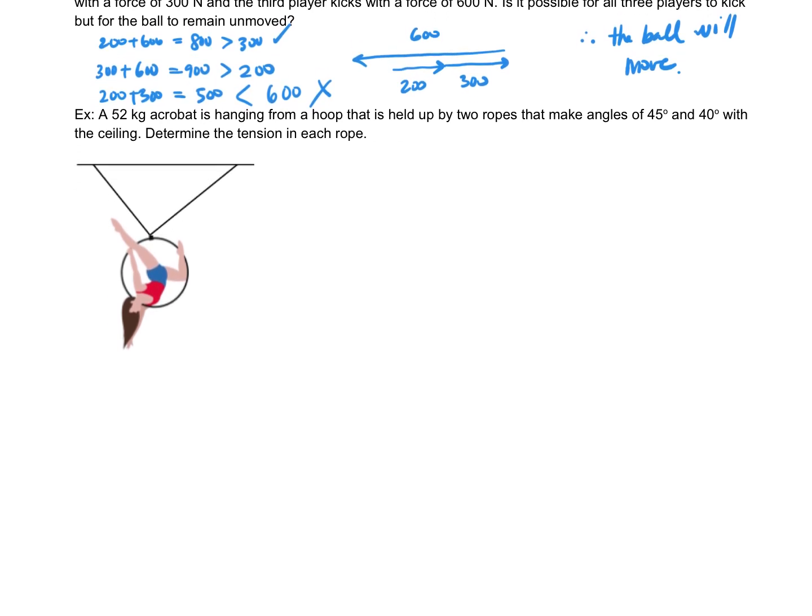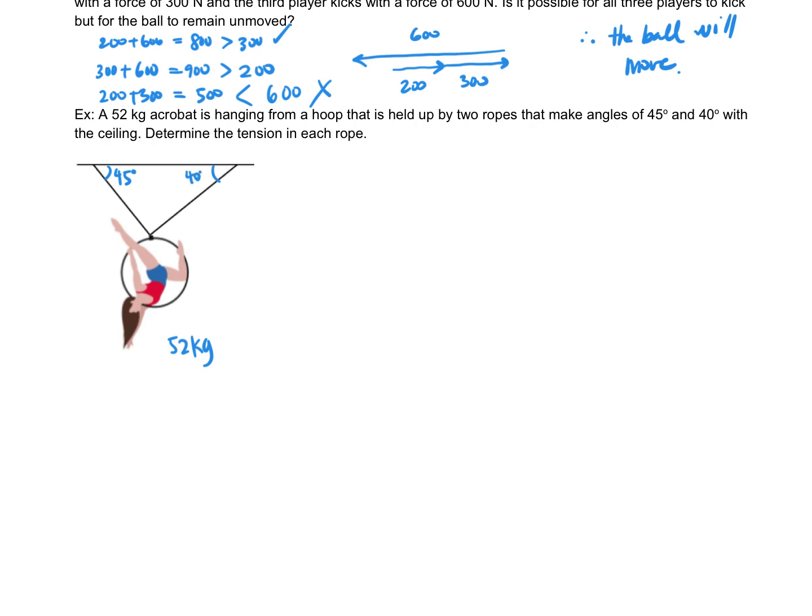Final example. A 52-kilogram acrobat is hanging from a hoop that is held up by 2 ropes that make angles of 45 degrees and 40 degrees with the ceiling. Determine the tension in each rope. Okay, let's start off with the information that's given to us. The acrobat is 52 kilograms. That's their mass. One rope is held up at 45 degrees with the ceiling, the other 40 degrees.